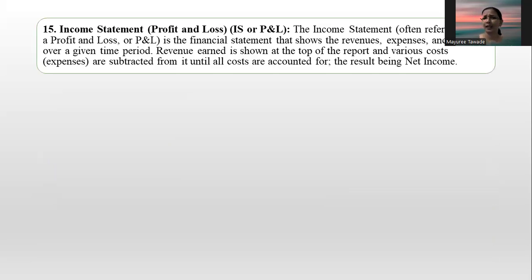Income statement, that is again said as profit and loss account. It is a financial statement that shows the revenue, expenses, and over a period of time all other aspects, that is income as well as expense. So revenue earned.